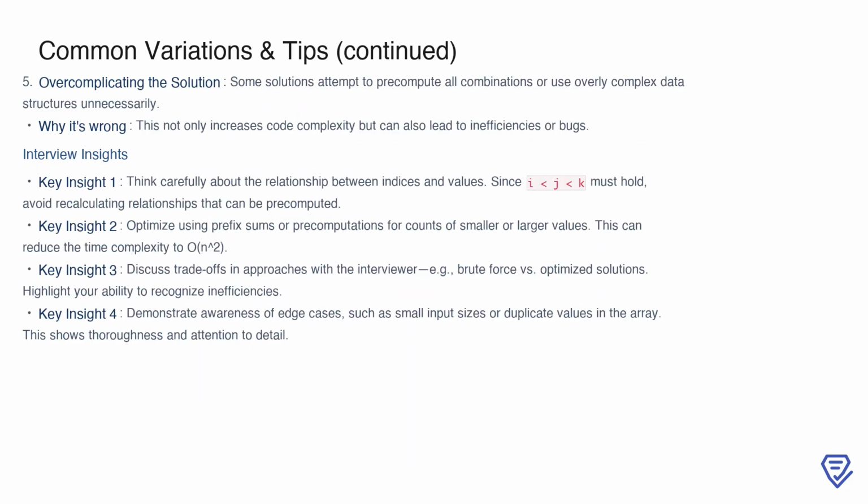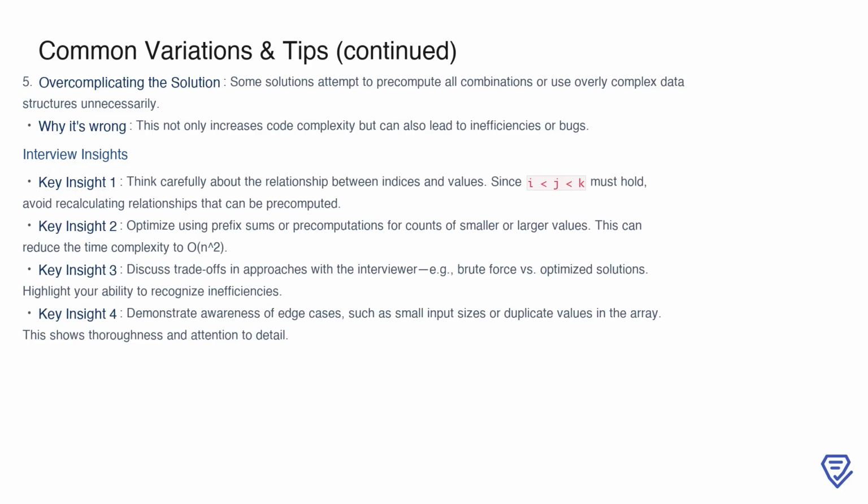Another mistake is overcomplicating the solution. Some approaches attempt to precompute all combinations or use unnecessarily complex data structures, which can increase both the code complexity and the likelihood of bugs. Instead, focus on simplicity and efficiency.